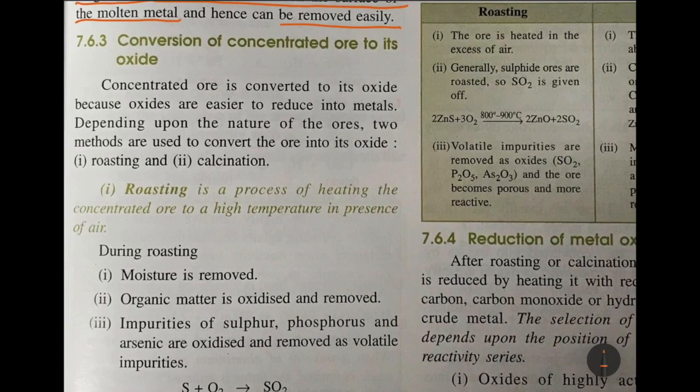Now, conversion of concentrated ore into its oxides. The concentrated ore is converted into its oxide, because oxides are easier to reduce into metals. Remember, to extract all metals, the ore must be in the oxide form, because it is easier to convert oxides into metals. It can easily be reduced. Depending upon the nature of the ores, two methods are used to convert the ore into oxides. First is known as roasting, and the other is known as calcination.